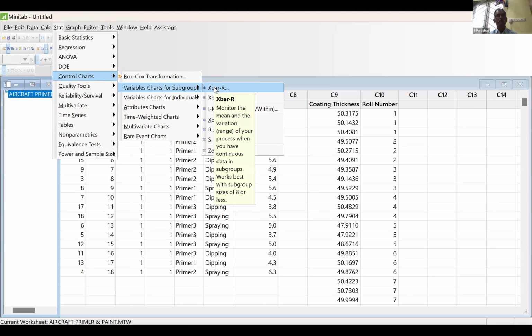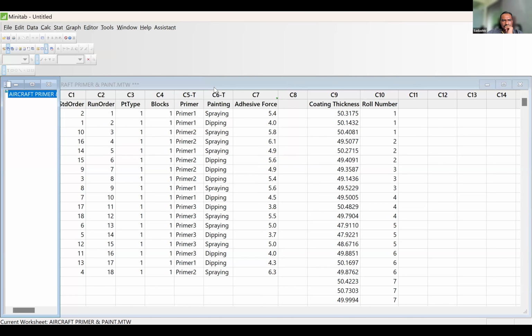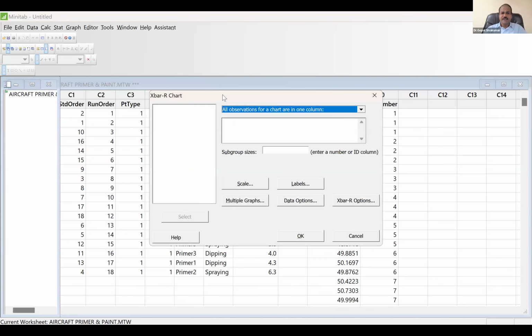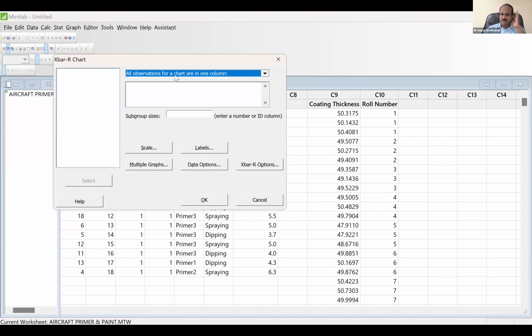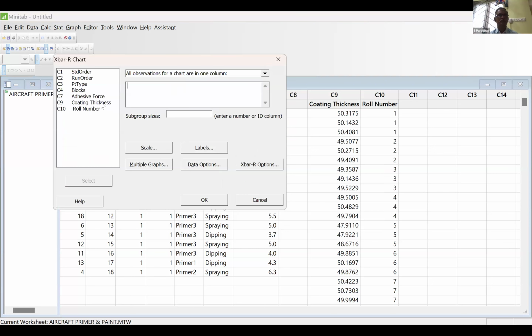So more than the capability, performance matters, right? More than you study, you should remember everything. All right. So X bar R chart. And now come here. Observations are in one column. Yes, we have everything in column number 9. So double click. And subgroup size 3.